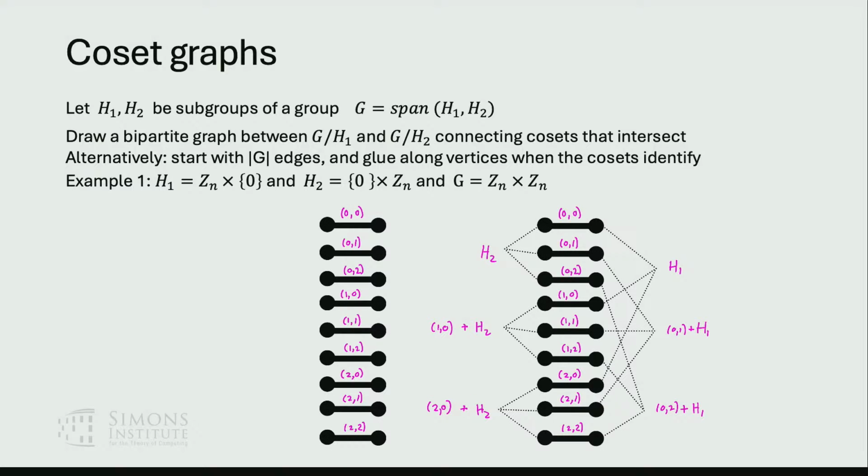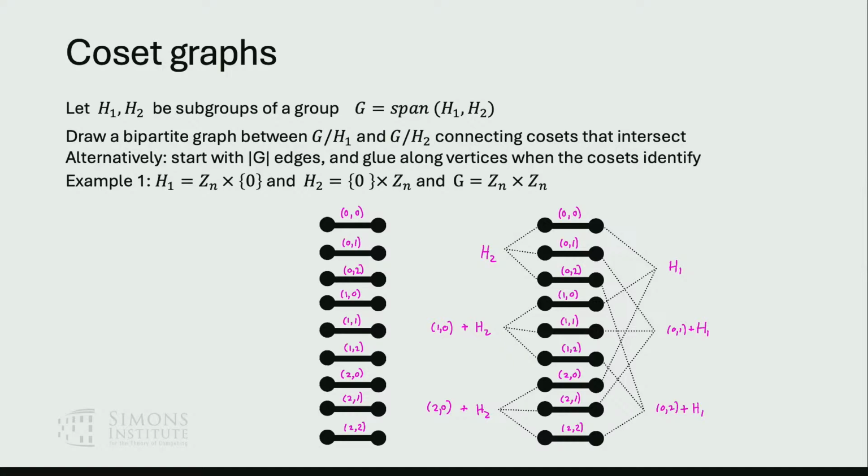And now, what does the coset graph look like? So I'm doing Z3 here. So I have 9 edges. And I label each edge by an element of G, so Z3 times Z3. So 0, 0, 0, 1, all the way up to 2, 2. And now I'm going to look at the left-hand vertices and glue them according to cosets of H2. And the right-hand vertices, I'm going to glue them according to cosets of H1.